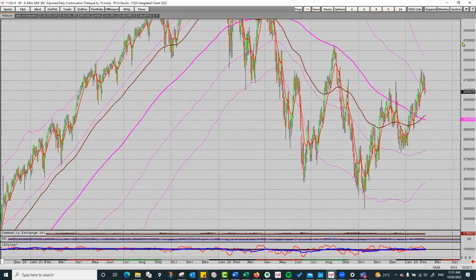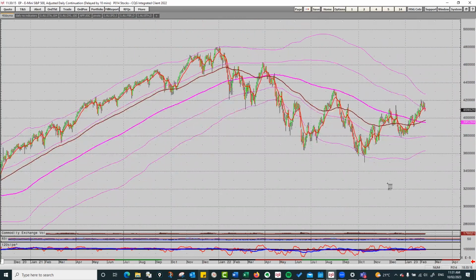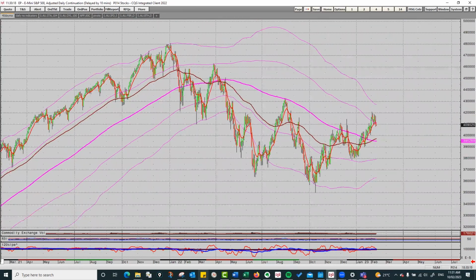Also, if I just look at that 200-day moving average, just note where we are in relation to the Bollinger Bands, the 1 and 2 standard deviation Bollinger Bands. If it's trending down, you're expecting good selling pressure in that 1 to 2 standard deviation above area. And that's sort of where we are right now.